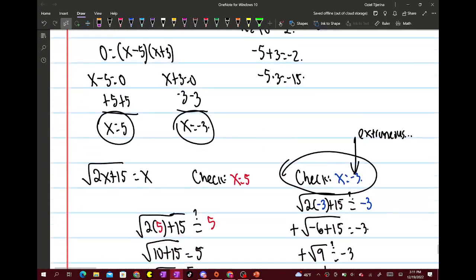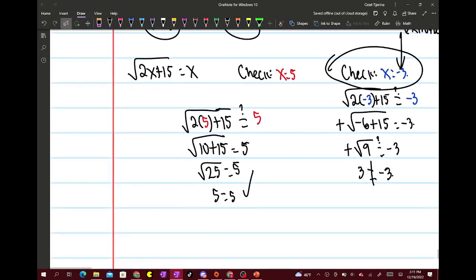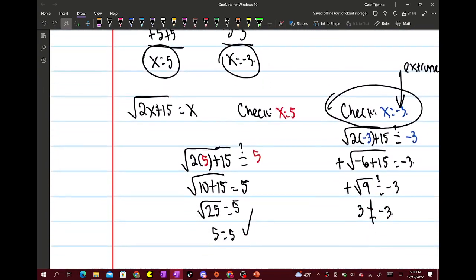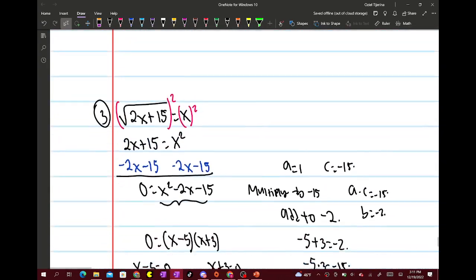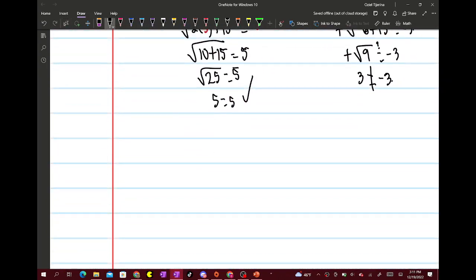So your only solution would be x equals 5, right? So you would say that the solution would be x equal 5, right? So that is how you do that one, okay?